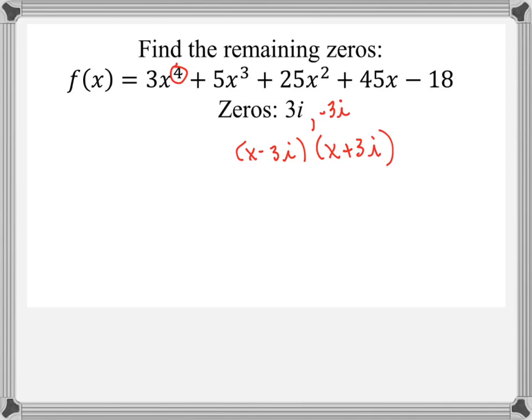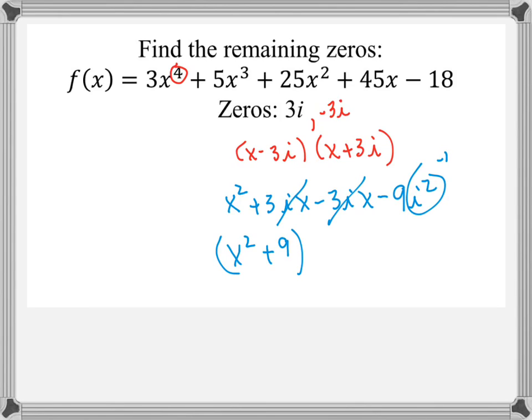So these are 2 factors, x minus 3i, x plus 3i. But we need to find all the remaining ones. So a way of doing that is to take those 2 factors and multiply them. Okay, simplifying, we get x squared plus 9 when we multiply those 2 factors.